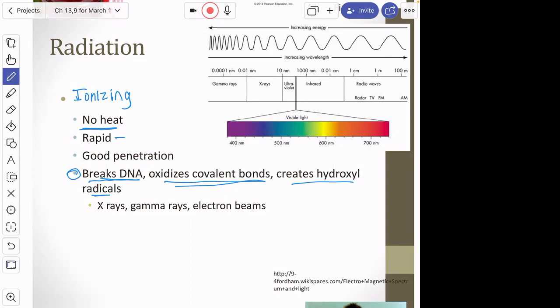It acts pretty rapidly. So in other words, it kills cells fast. There's some difference in how quickly it works depending on the wavelength. Generally it's going to penetrate pretty well, at least much better than UV light or visible light. Okay, so three different kinds we'll look at here: X-rays, gamma rays, and we can make beams with just straight electrons. That would be the shortest wavelength.